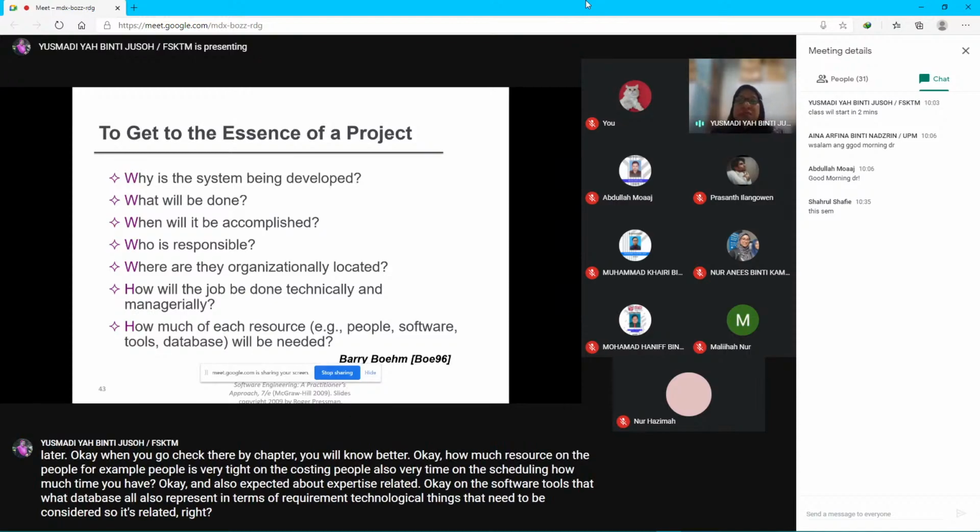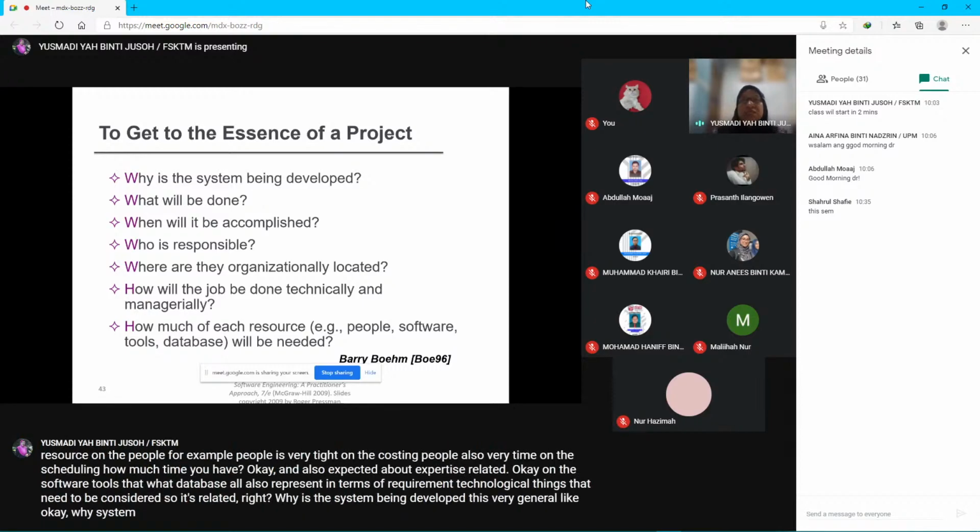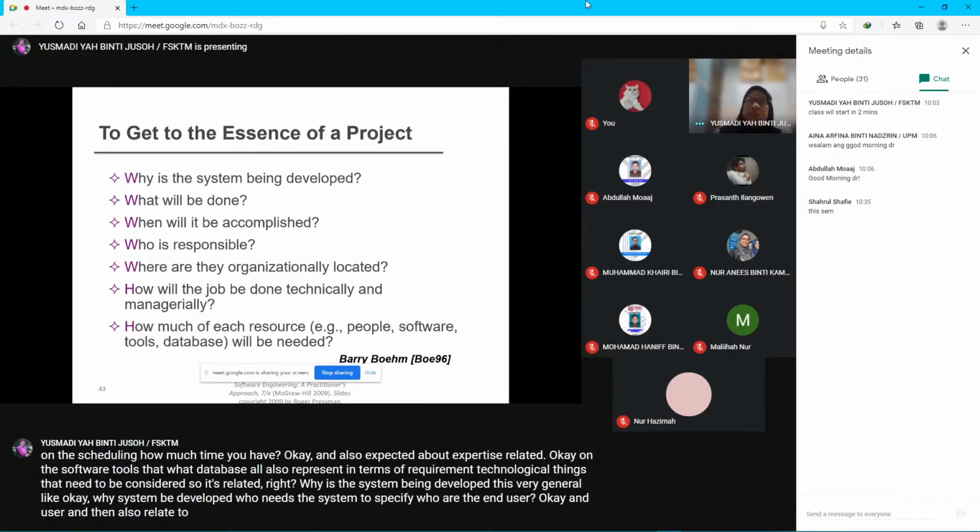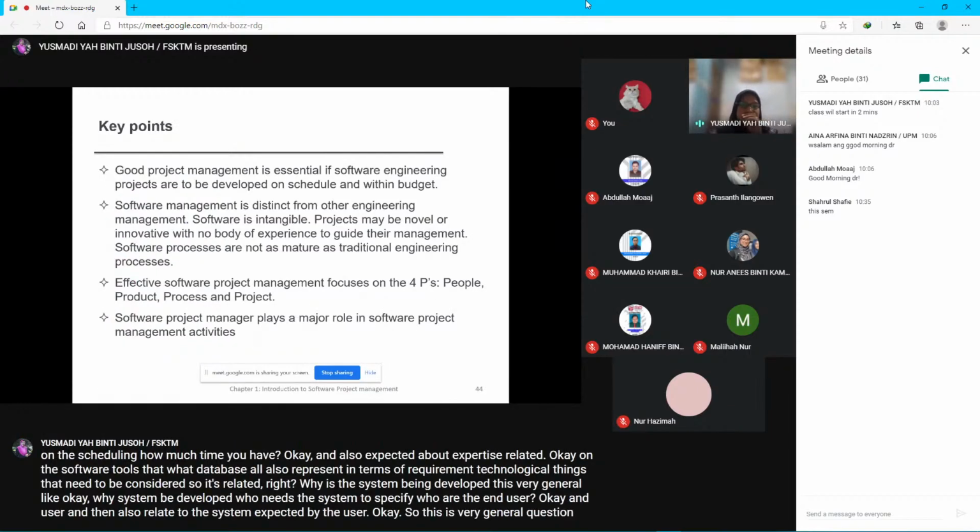Why is the system being developed? This is very general. Who needs the system? You specify who the end user is, and then also relate it to the system expected by the user. So this is a very general question, and I've done that.